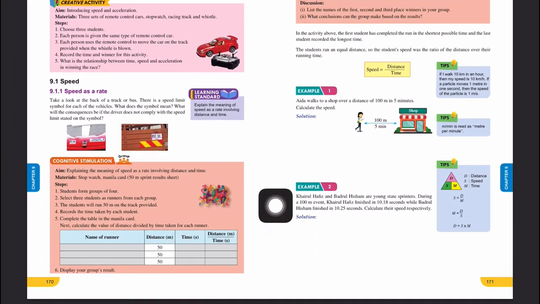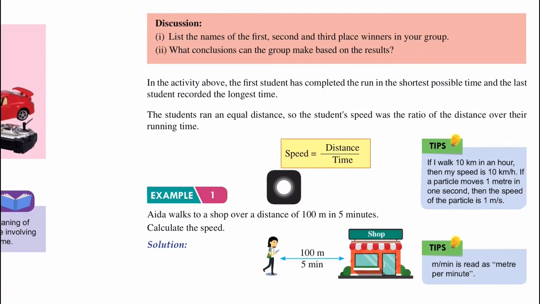For this simulation, you can try it yourself. So let's look at the conclusion. In the activity above, the first student has to complete the run in the shortest possible time, and the last student recorded the longest time. The students ran an equal distance, so the student's speed was the ratio of the distance over their running time. So in general, we know that speed is equal to distance over time. Sebab tu tadi kalau awak nampak belakang lori, belakang bas, dia ada tulis 80 km per hour. So kilometer is distance, per hour, hour is time.